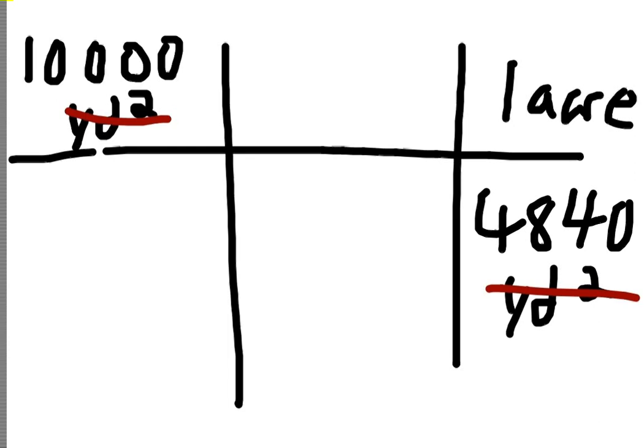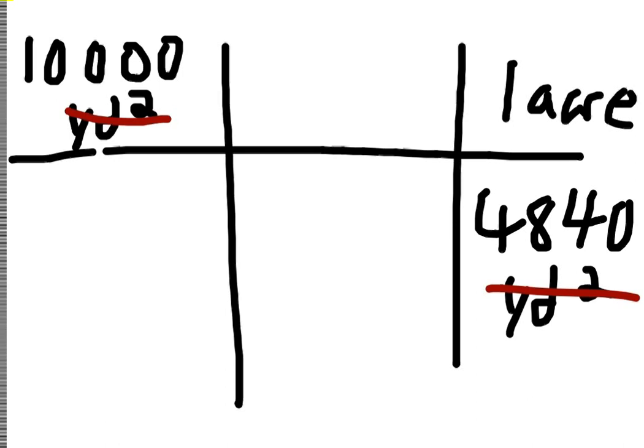Now here's something that makes sense, right? Without even going to the calculator, I can tell it's going to be about 2, right? That's almost 5,000. So that's a pretty good intuitive way of looking at it. There's about 2 acres in 10,000 square yards.